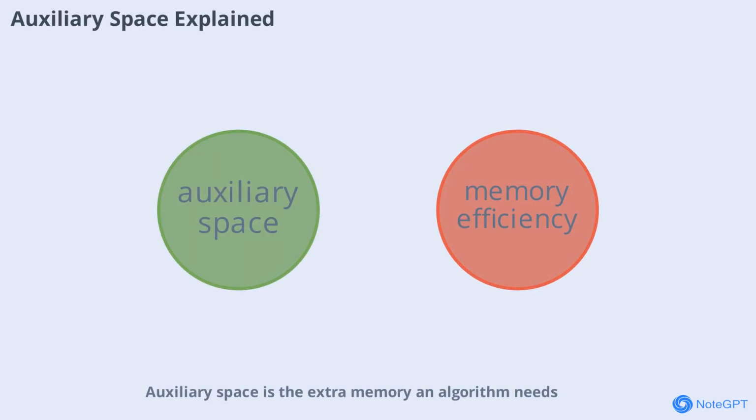Auxiliary space is the extra memory an algorithm needs, not counting the input itself. For example, if you sort an array in place, the auxiliary space is minimal. But if you create a new array to hold sorted values, the auxiliary space increases. Analyzing auxiliary space helps us optimize algorithms for memory efficiency.